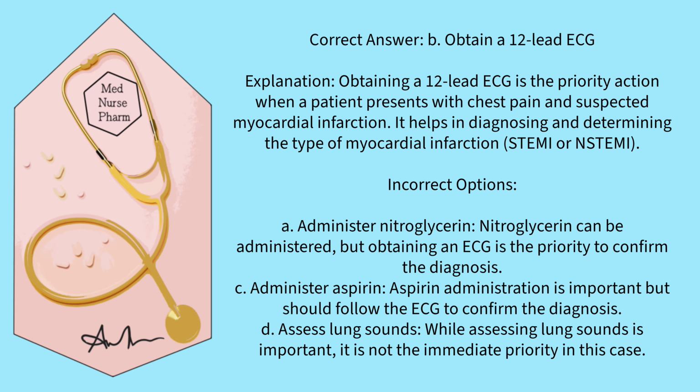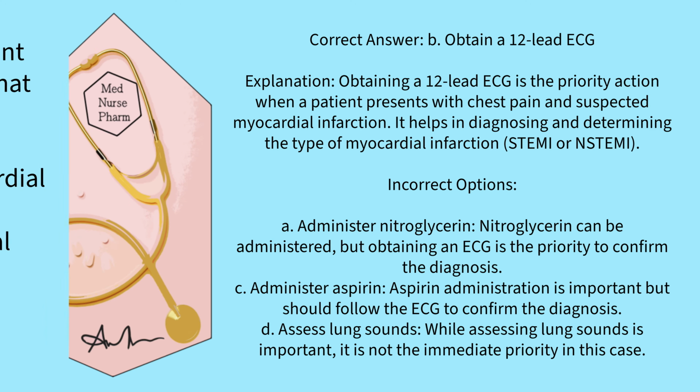The correct answer is B. Obtain a 12 lead ECG. Obtaining a 12 lead ECG is the priority action when a patient presents with chest pain and suspected myocardial infarction. It helps in diagnosing and determining the type of MI, STEMI or N-STEMI. You can pause the video and go through why the other options were incorrect.